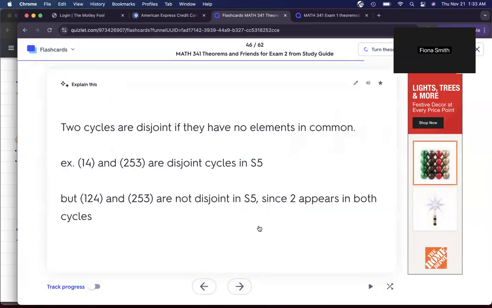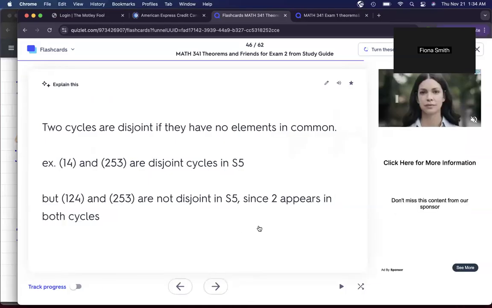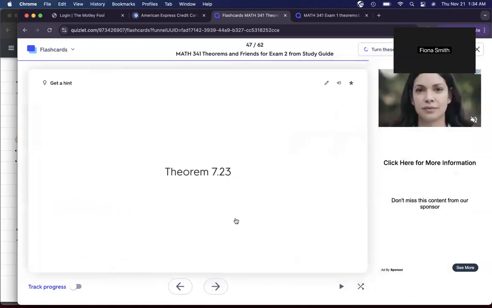Disjoint cycles: two cycles are disjoint if they have no elements in common. So disjoint is just a comparison between cycles. That's not a type of one cycle itself. So two cycles are disjoint if they have no elements in common. Example: (1 4) and (2 5 3) are disjoint cycles in S5, but (1 2 4) and (2 5 3) are not disjoint in S5 since 2 appears in both of those cycles.